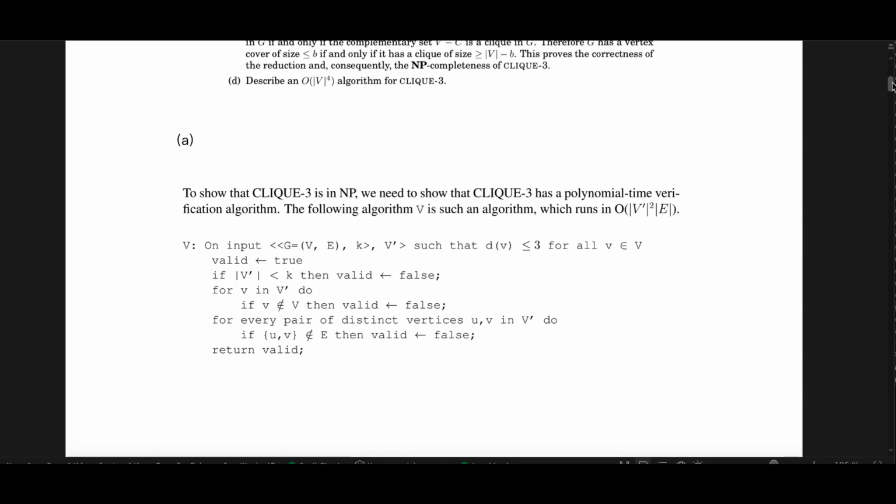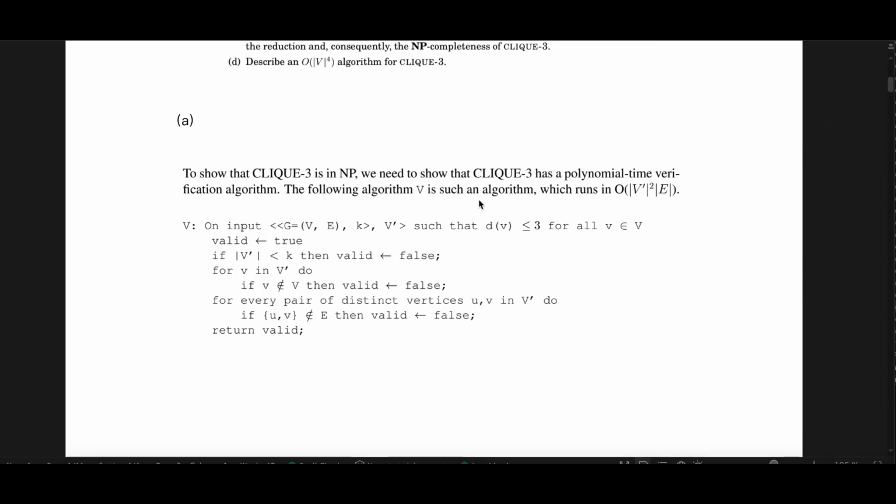Okay, the answer is to show that Clique-by-3 is in NP. We need to show that Clique-by-3 has a polynomial time verification algorithm. The following algorithm V is such an algorithm, which runs in O(|V+|/2 times |E|). And the algorithm is like this. Look at it.